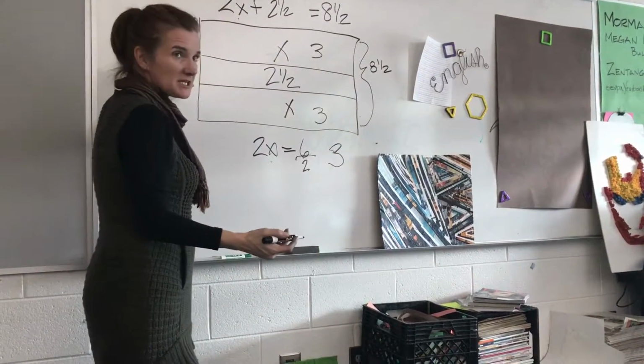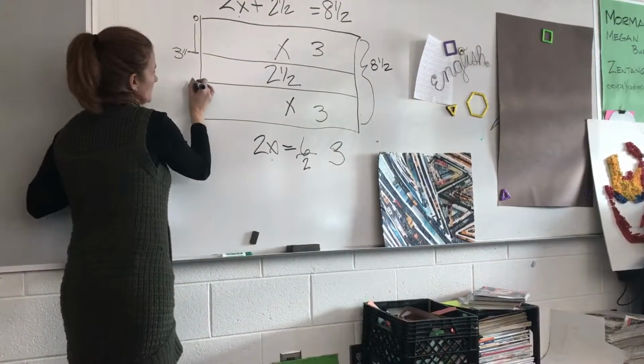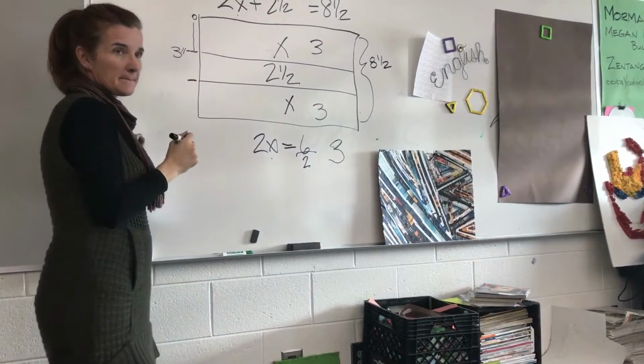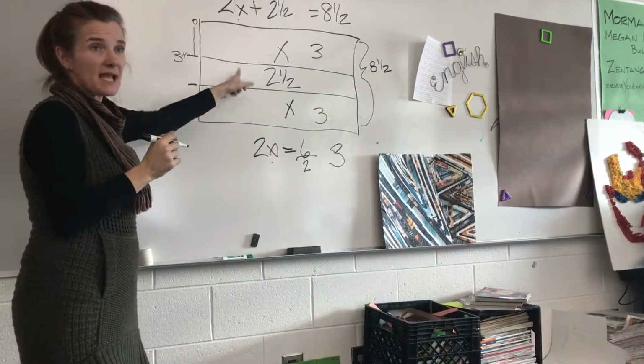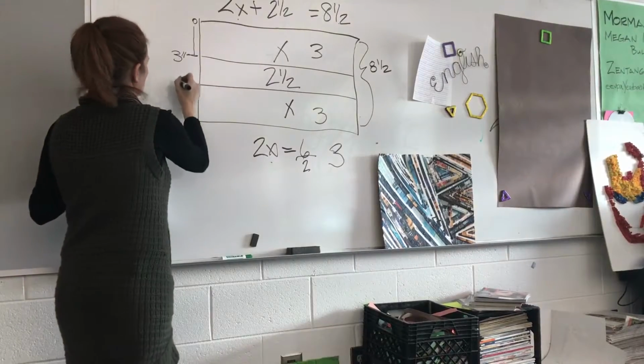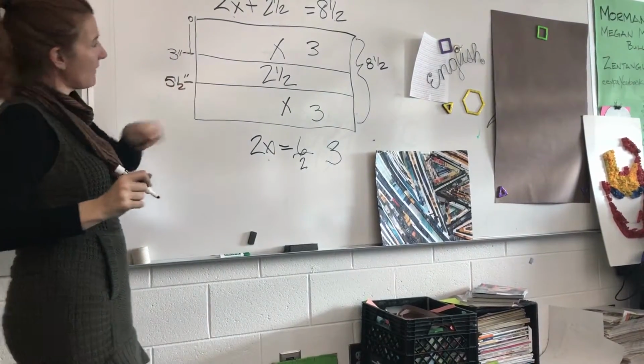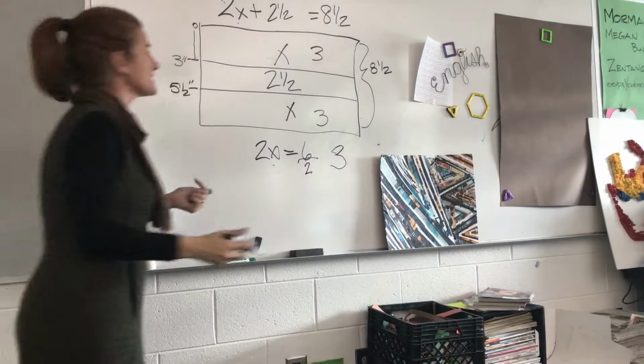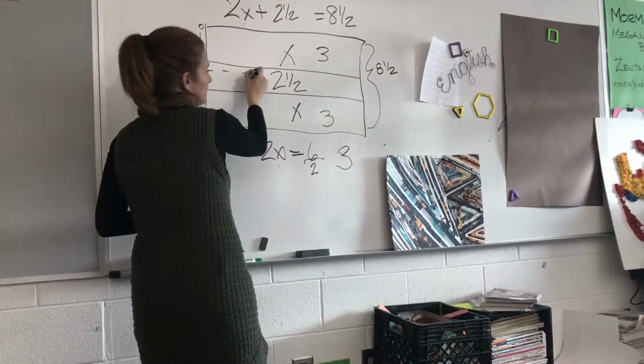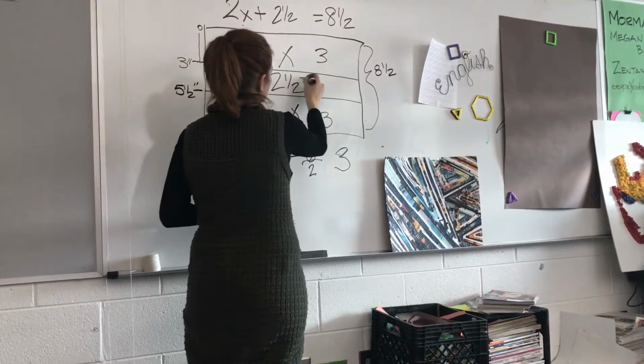So my first measurement's going to be at 3. What's my next measurement that I'm going to mark? 3 plus 2.5 is what? 5.5. So we're going to do it at 5 1/2 inches, okay? Now the other thing that we talked about is I'm going to do my middle line for my lowercase letters.